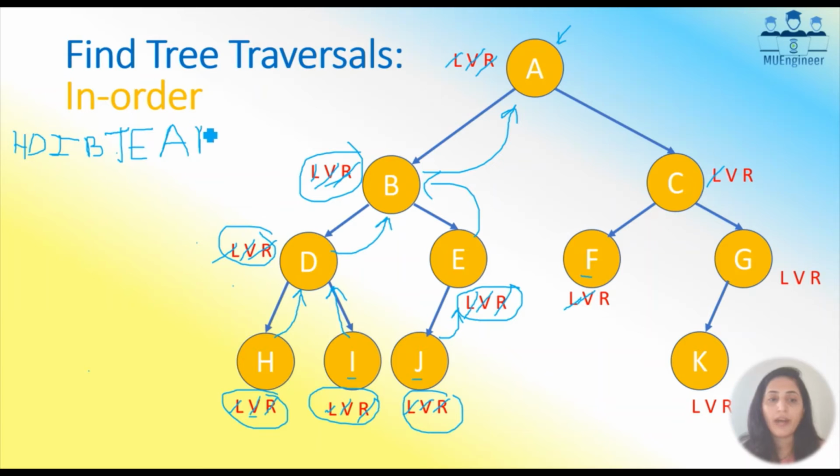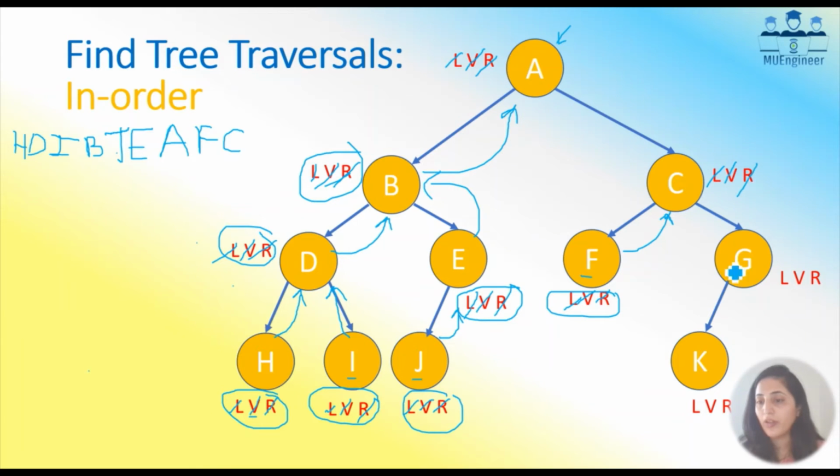So I will write down F. Now it says go to the right of F. Again, there is nothing on right. I'm done with all the operations at F. So I come back to its parent C. C now says me, okay, now you read the value. Visit the node C. So I visit the node C. I write down the value. Now it says go to the right side.